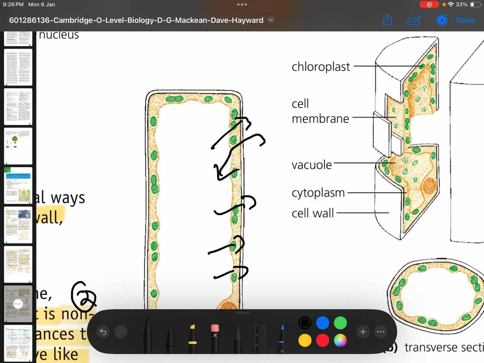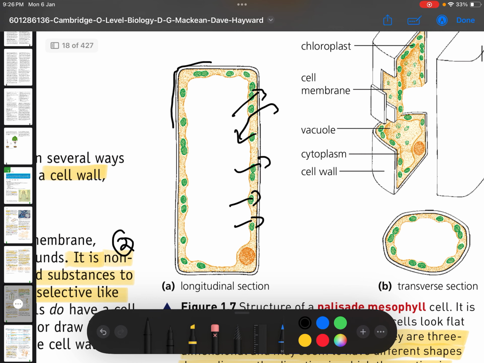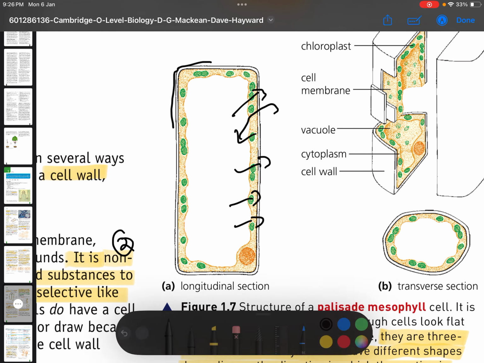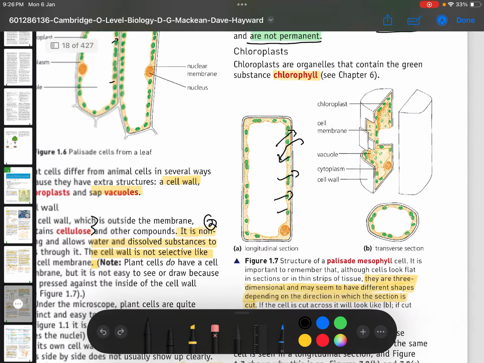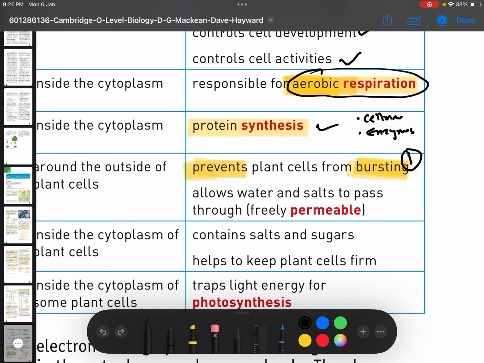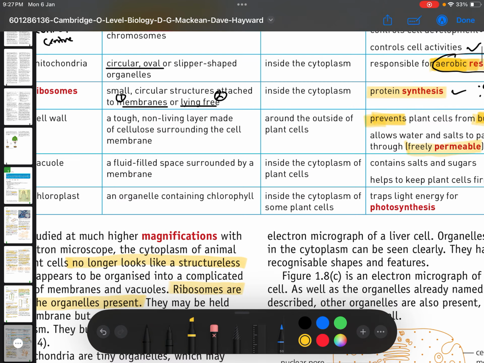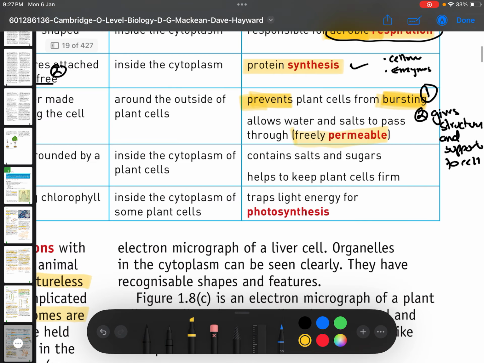This is not safe for the cell. Now the cell wall is so rigid and so strong that it does not let the cell burst, and hence it prevents the cell from bursting. It's very rigid and strong and gives structure to the cell. So one is it prevents the cell from bursting. Number two, it gives structure and support to the cell, right? And a thing that they have discussed here is that it's freely permeable, because it's not like the cell membrane.